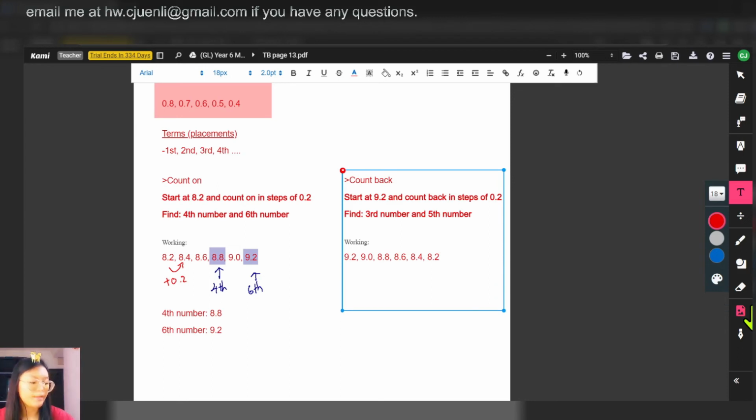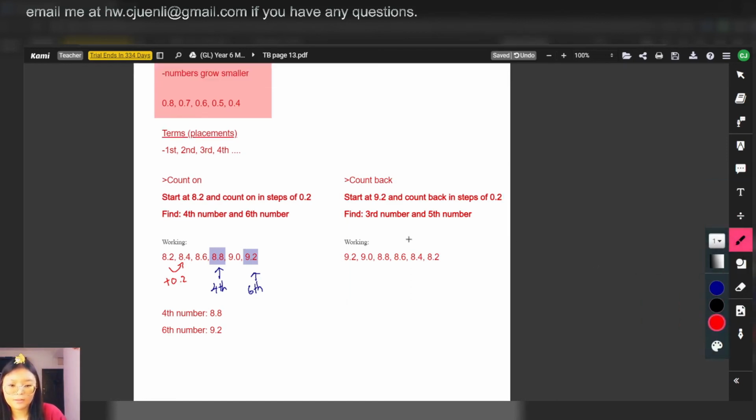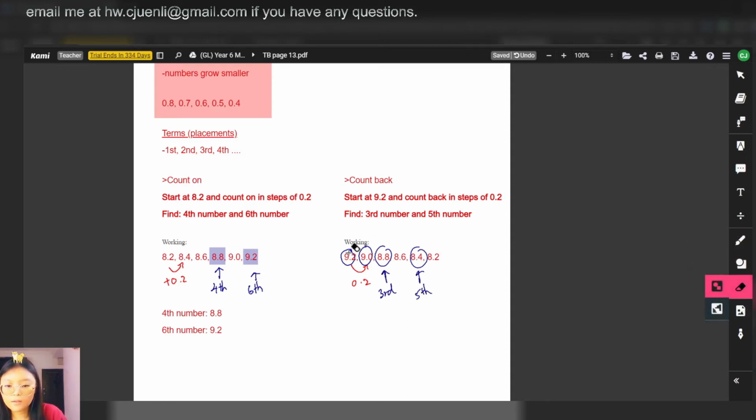So over here, we have counting back 0.2. So same thing, it doesn't really change if it's counting back or counting on. We want to know the placements. So let's see 1, 2, 3. This is the third, and the fifth, 4, 5. This is the fifth. So the placements do not matter if it's counting on or back.